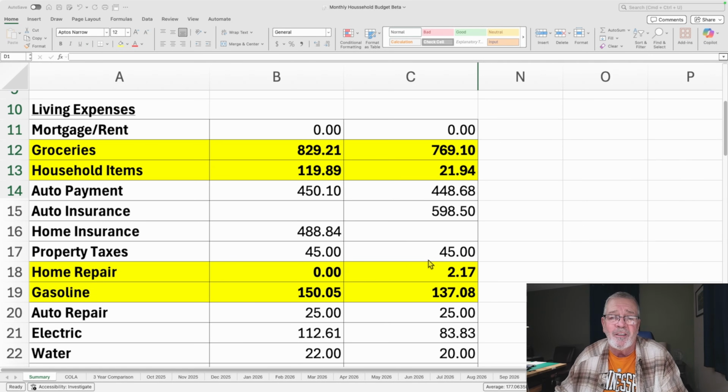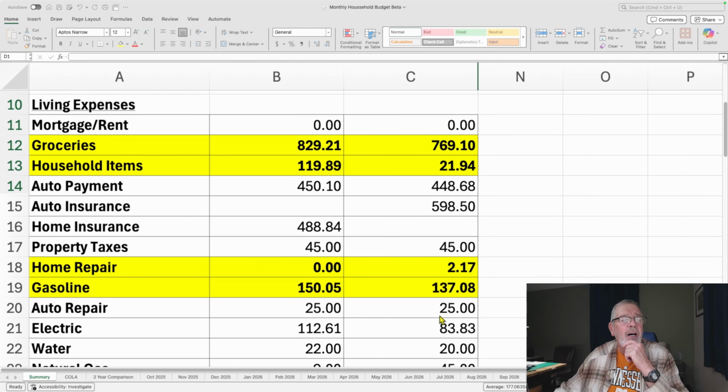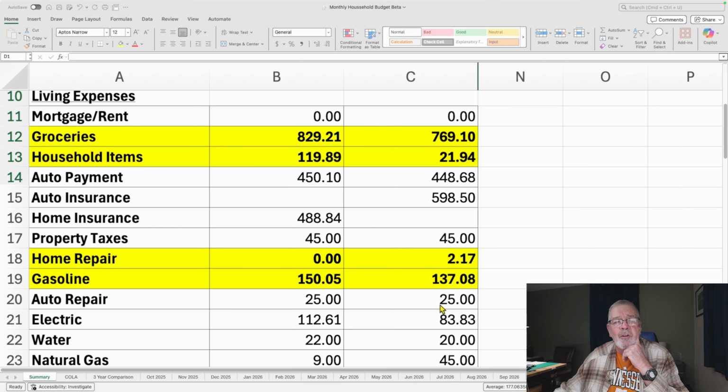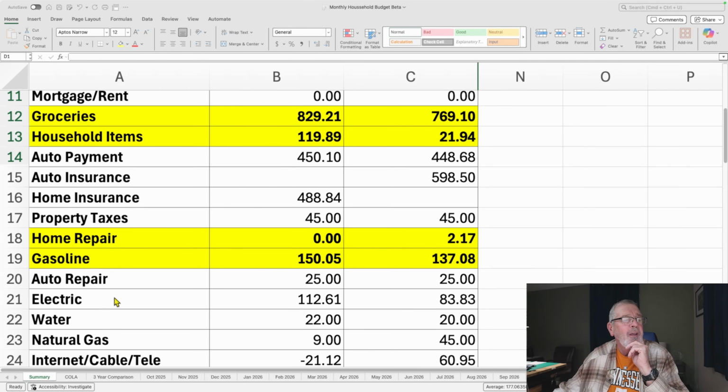Property taxes. I live in the state of Tennessee, in the county. Our property taxes are very reasonable. We pay $45 a month for property taxes. A lot of you don't believe that, but that's the truth, okay? Home repair. I think I bought some pipe insulation for $2.17. Gasoline. We spent $137.08 on gasoline for our vehicles. Auto repair. My wife likes to go to the car wash and she keeps her car clean, so that's a $25 a month process for us.